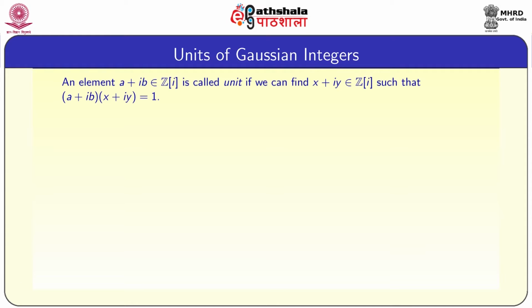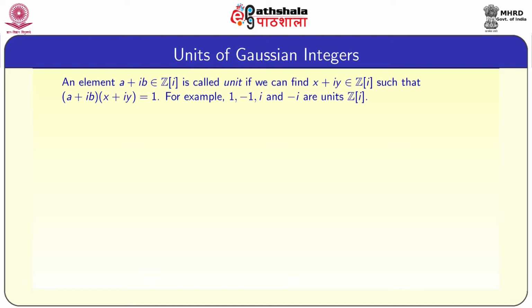Similarly here in the Gaussian integers, what are the units, what are the invertible elements? An element a plus ib belongs to Z of i is called a unit if you are able to find another Gaussian integer x plus iy belonging to Z of i, such that (a plus ib) into (x plus iy) is equal to 1. For example, 1, minus 1, i, minus i are units in Z of i. They are easy to see, because 1 into 1 is 1, minus 1 into minus 1 is 1, i into minus i is 1, minus i into i is equal to 1.